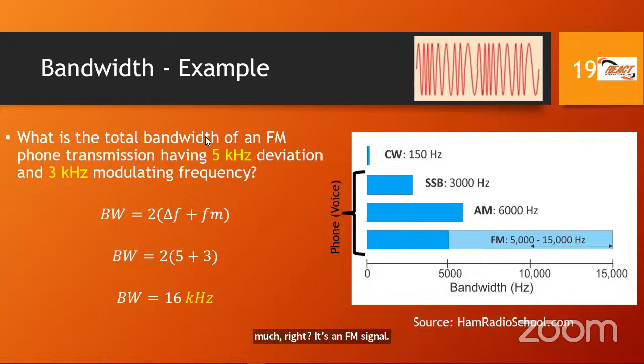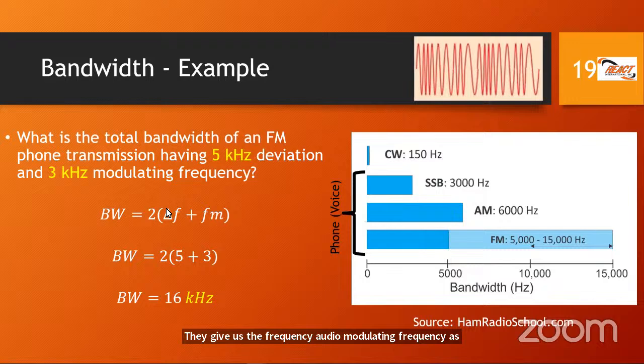But to use the bandwidth formula, we need some information. Have they given us that information? Yes, they have. So we write down the bandwidth formula. Bandwidth is equal to 2 multiplied by delta F plus FM. Did they give us delta F? Yes, they did. It's 5 kilohertz, right? That's the deviation. They give us the frequency or the modulating frequency. Yes, they did. 3 kilohertz. All of that is provided in the question.